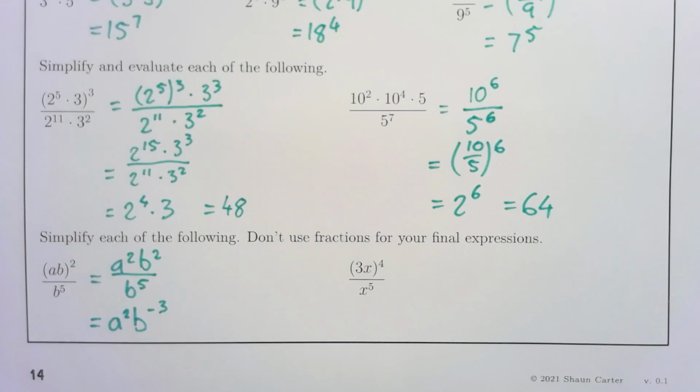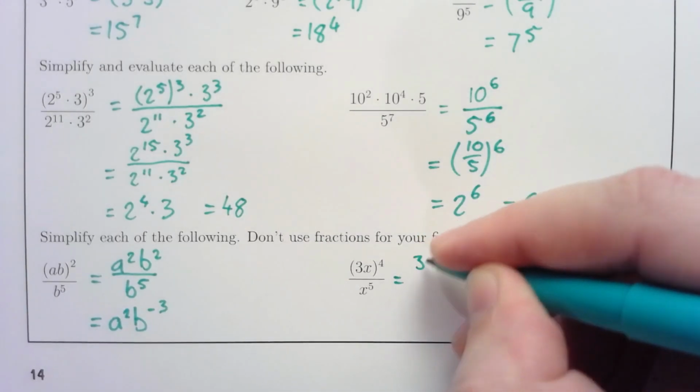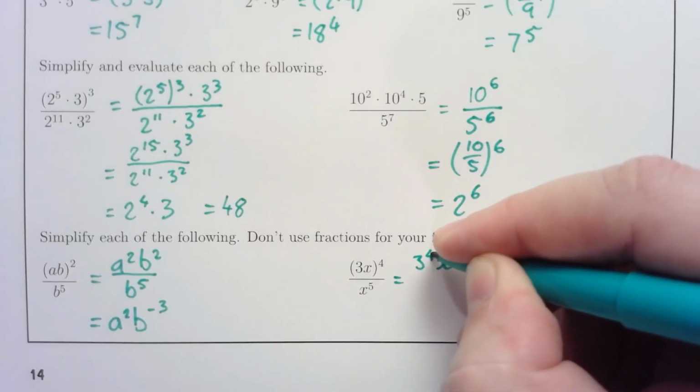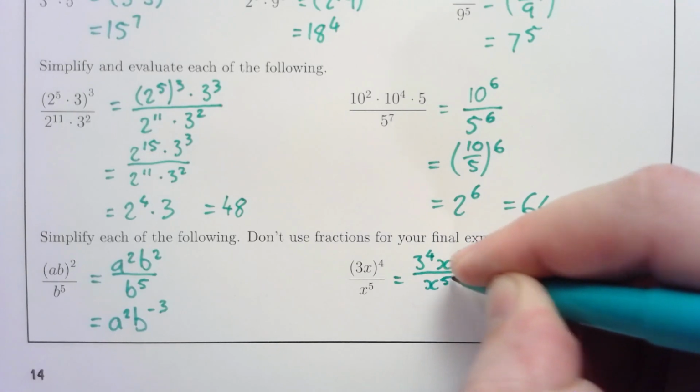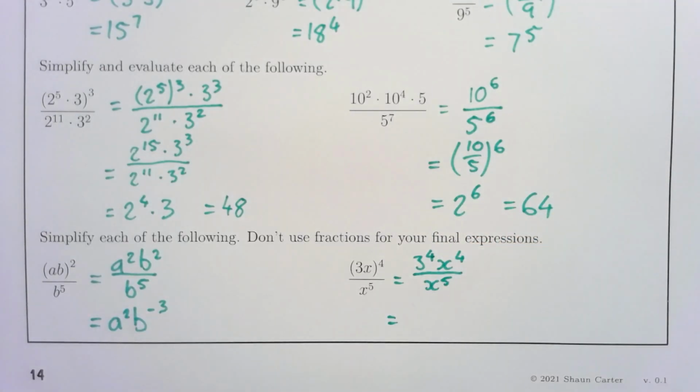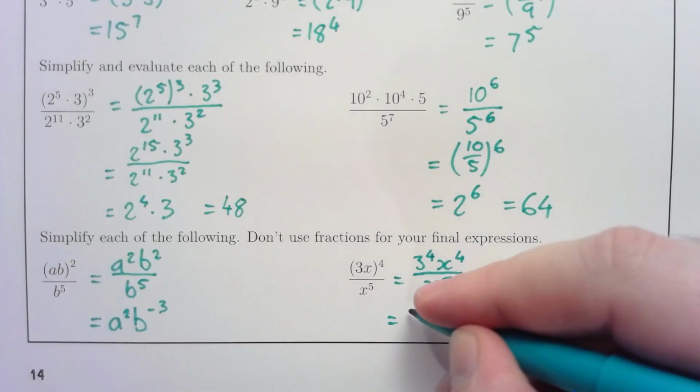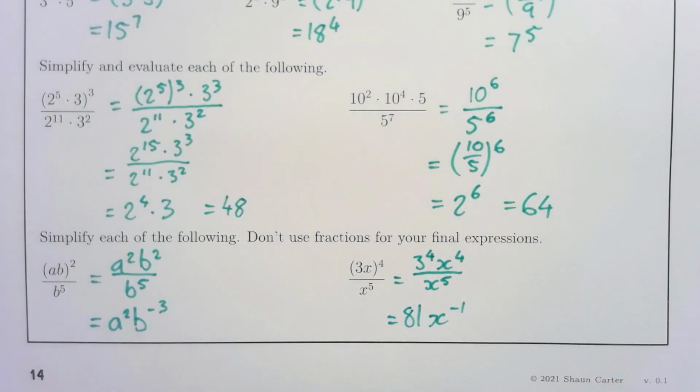If we have an exponent of 4 on the product 3x, we can apply that exponent separately. So 3 to the power of 4 times x to the power of 4. x to the power of 4 divided by x to the power of 5 is x to the power of negative 1. And 3 to the power of 4, we can write as the number 81. So this is 81 times x to the power of negative 1.